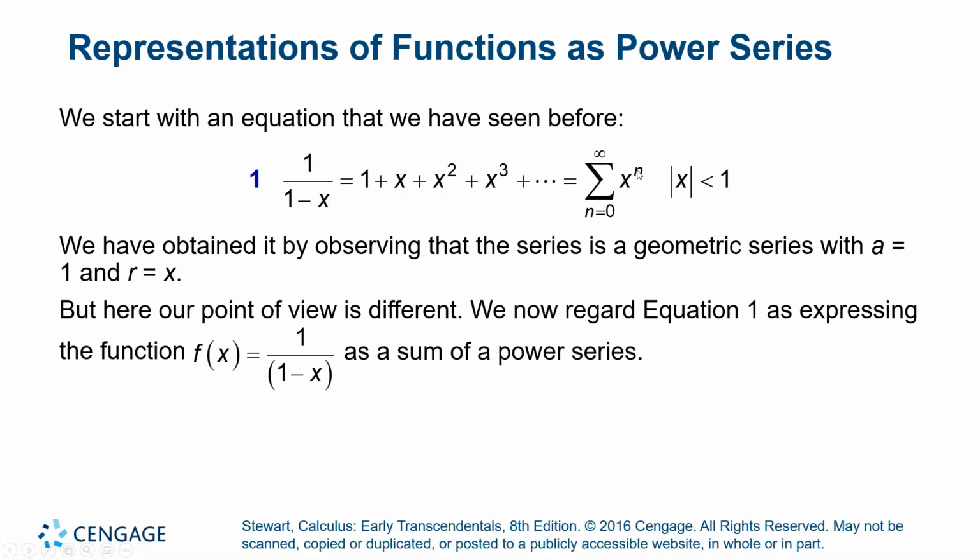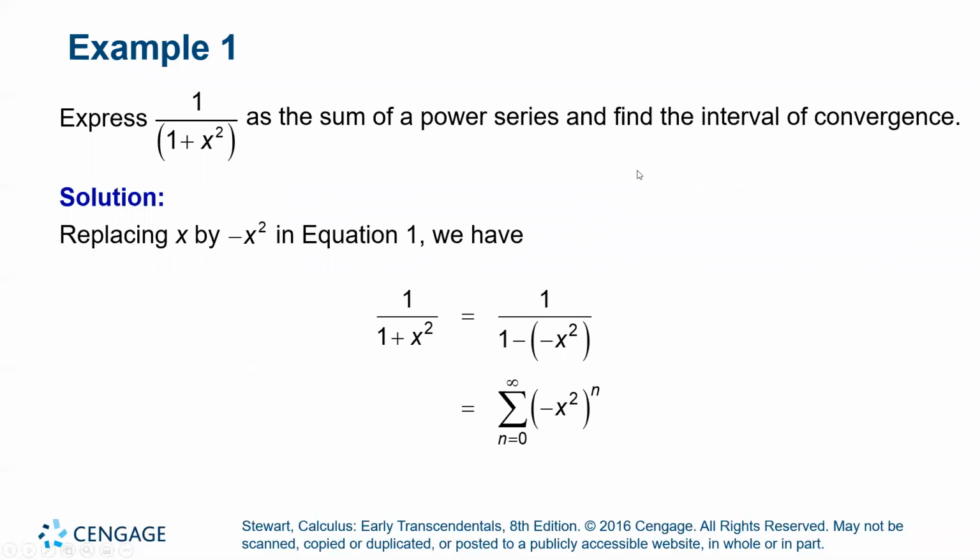x to the n. So we replace x to the n with negative x squared to the n. And then we have a power series that exactly represents our function, 1 over 1 plus x squared. Now, in order to find the interval of convergence, though, we have to keep going.